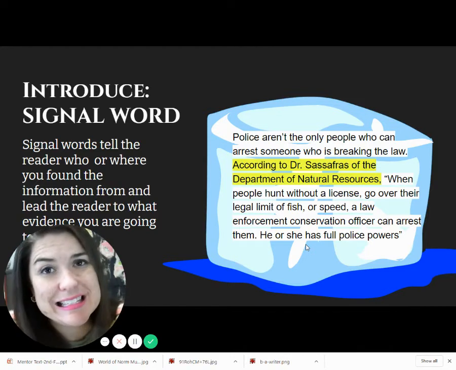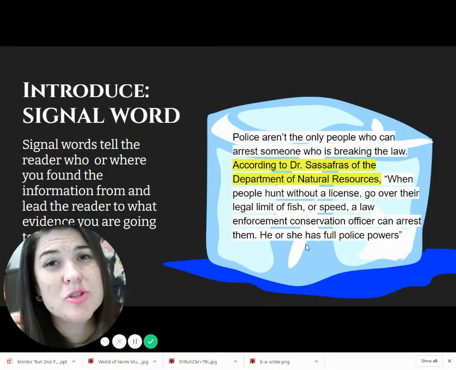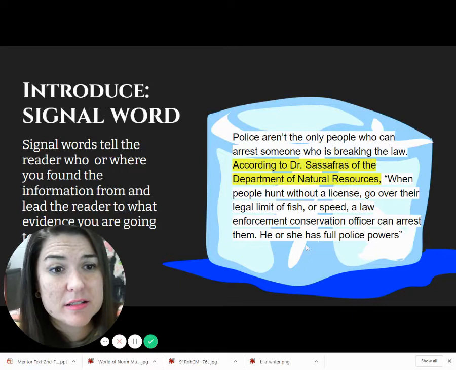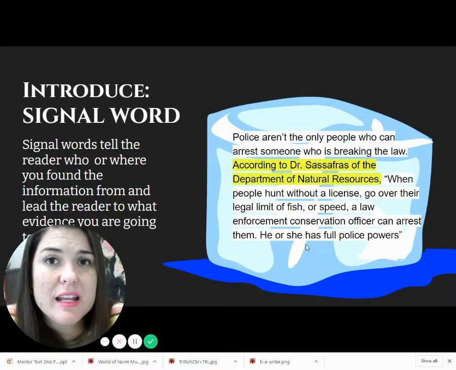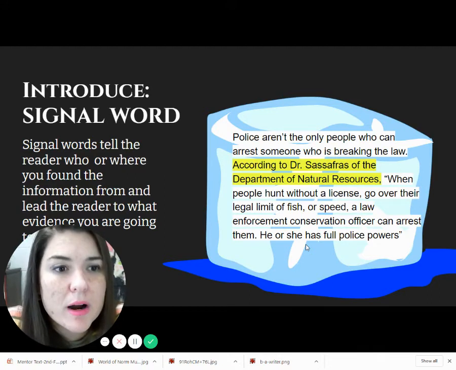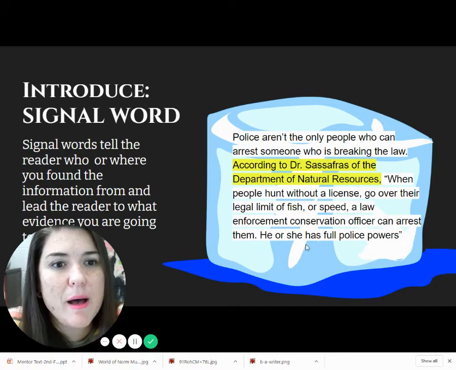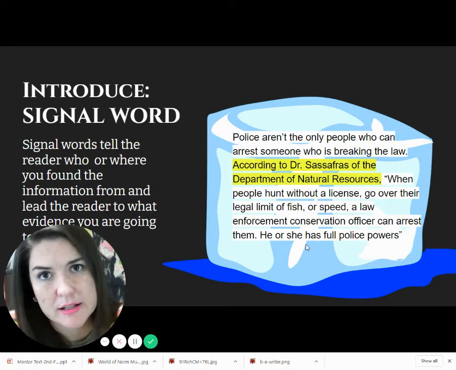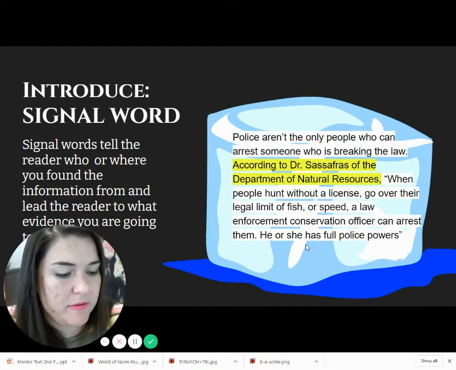Now, this is an excellent citation because not only does it tell us who said it, which was Dr. Sassafras, but it also gives us an idea of why Dr. Sassafras is a source that we should listen to. Hey, he is the Department of Natural Resources. He knows what he's talking about when he talks about people who hunt or fish illegally. He knows about the police powers they have.